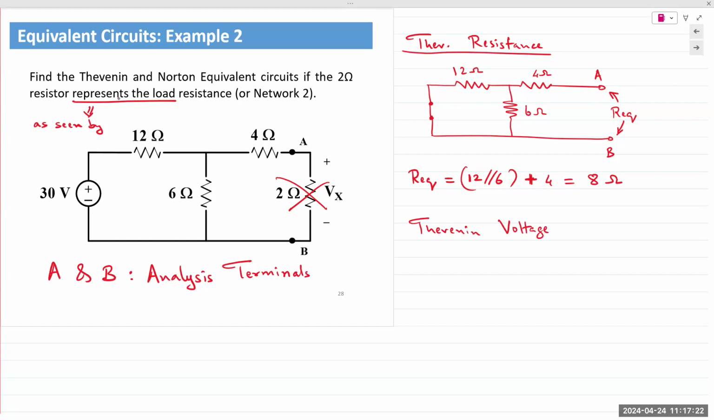It's rather straightforward. You simply forget about Thevenin resistance, go back to the original circuit. You draw out the entire circuit as it is, except you keep the analysis terminals open. In this case, again, 2 ohms is not part of your analysis. When you remove 2 ohms, you have terminals A and B. You keep those terminals open. So we'll draw out the circuit as it is.